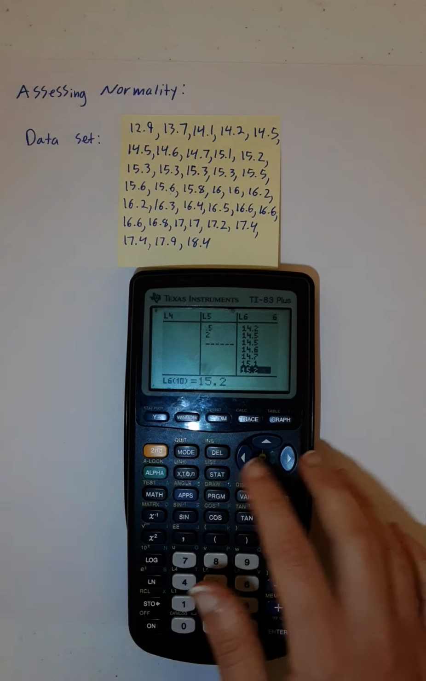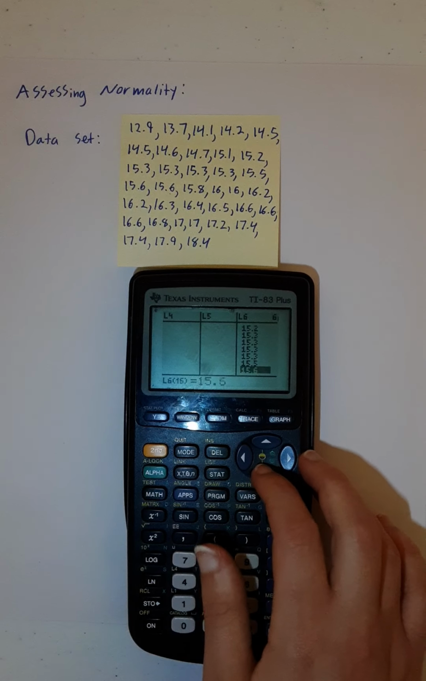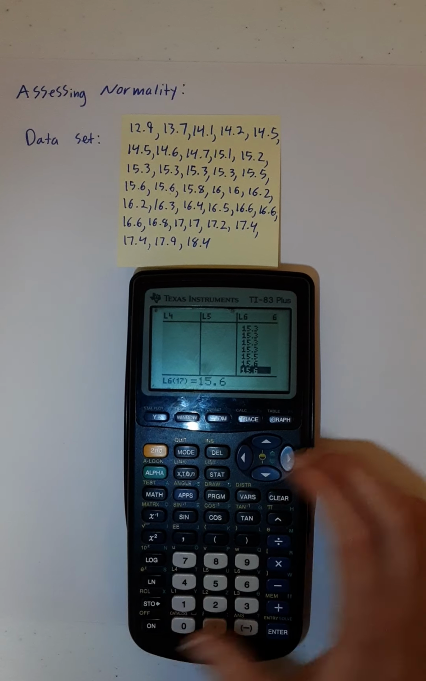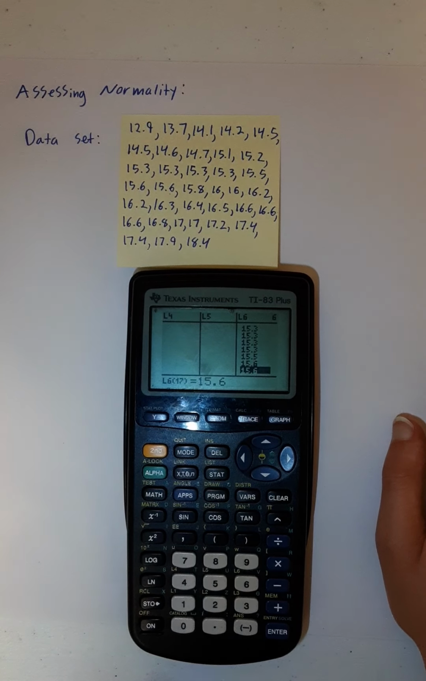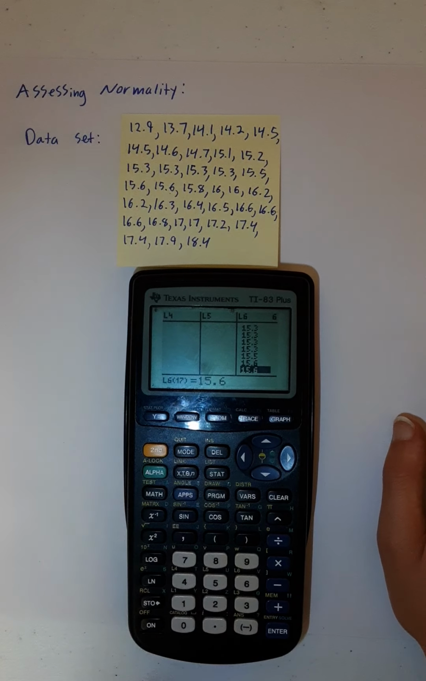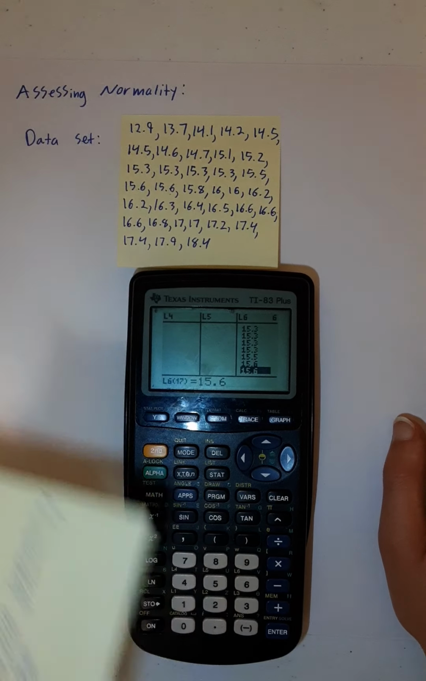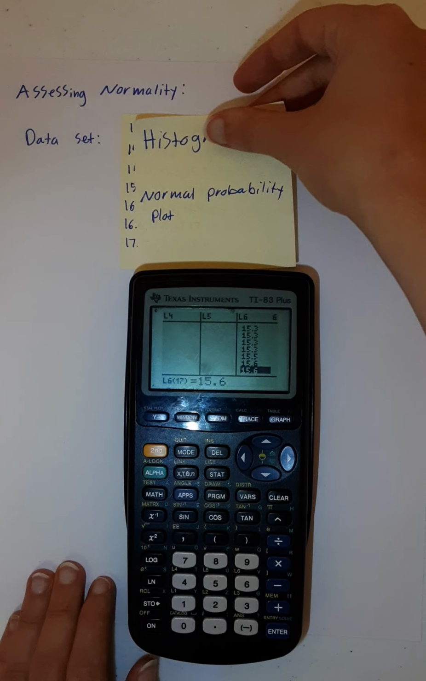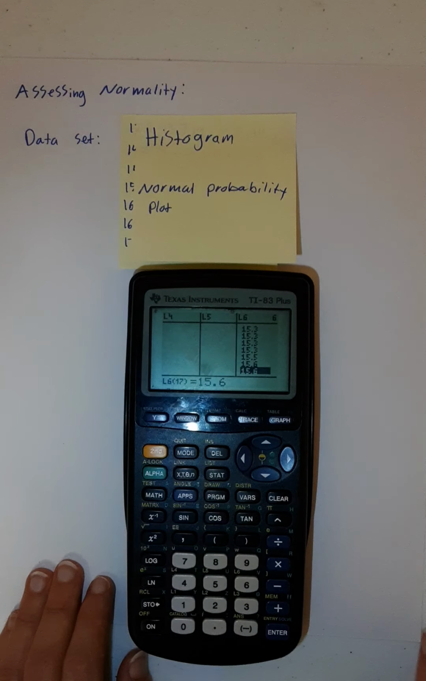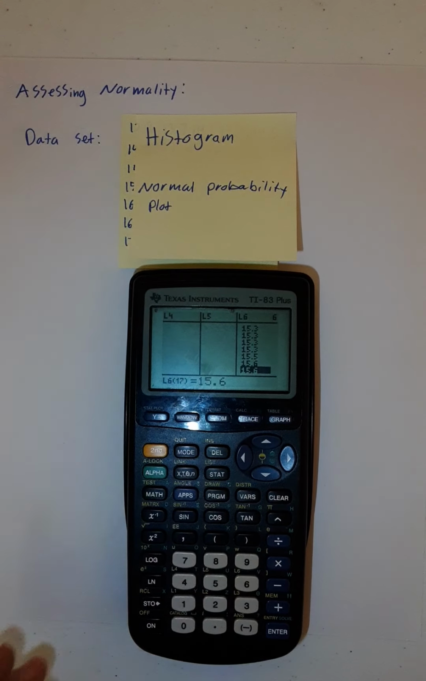So do look over your data when you're done so that you know it looks good. That way you won't have any surprises later on. Once you've entered your data, we want to graph it. There are going to be 2 graphs that are going to help us assess normality: histograms and normal probability plots. Histograms is what we'll do first.